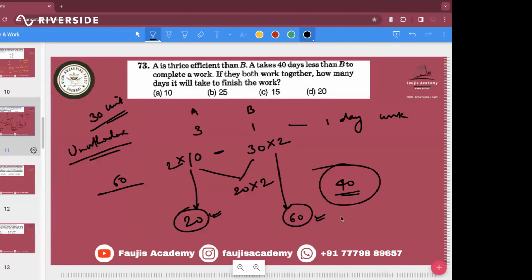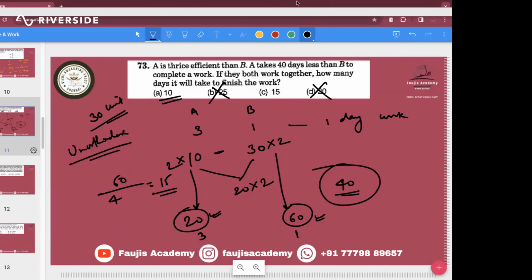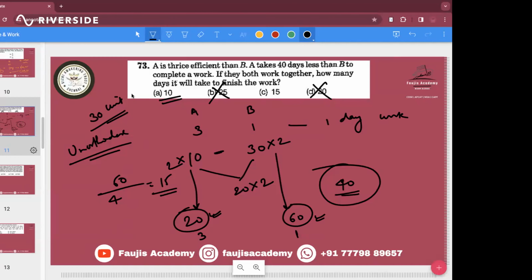So how many days will they take together to finish off? These two options, by looking at them itself, you can cancel. And 10 won't reduce it by this much. So A is taking 20 days to finish, B 60, that means 3 is his efficiency. This person's is 1. So 3 plus 1 is 4, which means 15 is your answer. Got it, guys? Yes, sir. Shall we move? Cool.